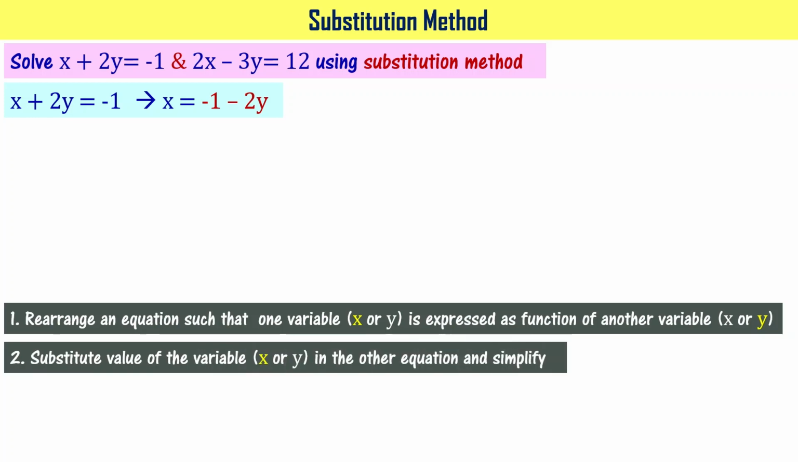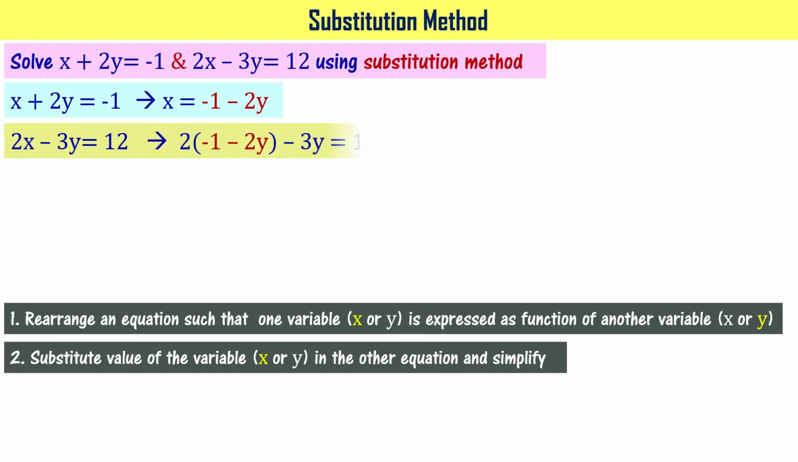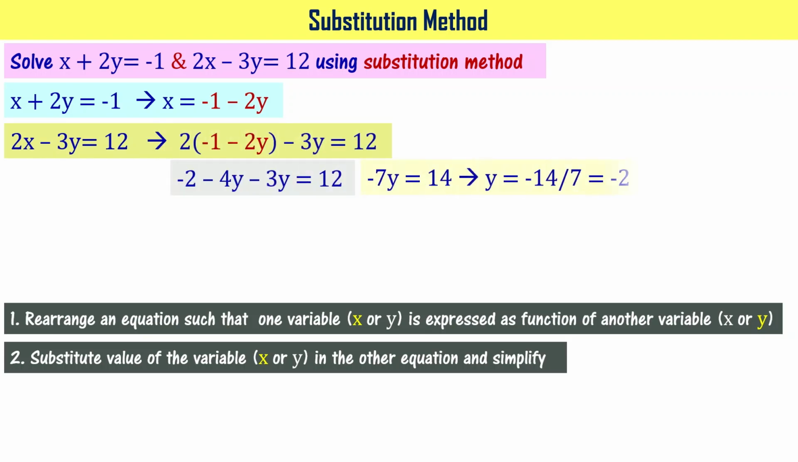The second step is now we have to substitute the value of variable x in the other equation and simplify. The other equation we have is 2x minus 3y equal to 12, right? Let's substitute x equal to minus 1 minus 2y into this equation and simplify. When you do that, you get y equal to minus 14 by 7, that is equal to minus 2, right?